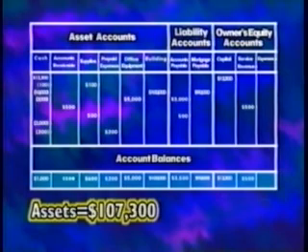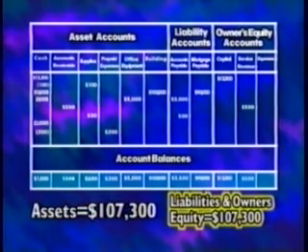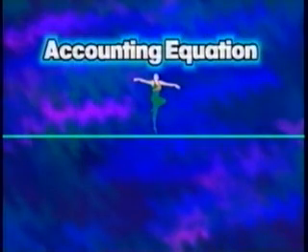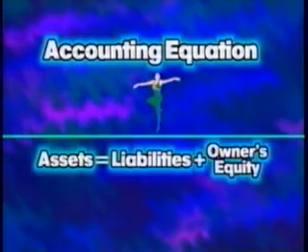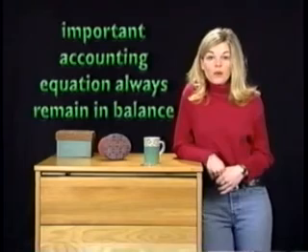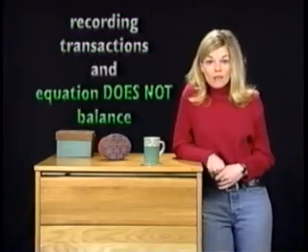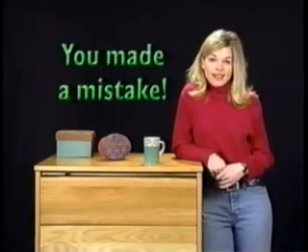Now, if you add all of the balances from the asset side, and you add all of the balances from the liability and equity side, you will see that assets equal liabilities plus equity. So, the accounting equation stands true. Assets must always equal liabilities plus owner's equity. As you can see, it is very important that the accounting equation always remains in balance. If you're recording transactions and the equation does not balance, you know that you made a mistake.